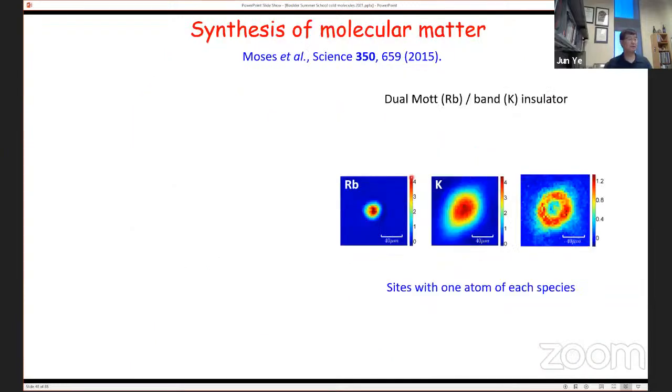And also, a few years afterwards, we did this so-called synthesis of molecular matter by creating dual Mott and band insulators. Essentially, BEC, you heard from Eric Cornell, you heard from Wolfgang Ketterle. You create a Bose-Einstein condensate and a Fermi degenerate gas, with as low entropy as you can. You load them into a 3-dimensional optical lattice, and if you do it just right, you can fill one rubidium particle per site and one potassium particle per site, and you merge them such that there is one of each on each site, and then you can merge them into a molecule.